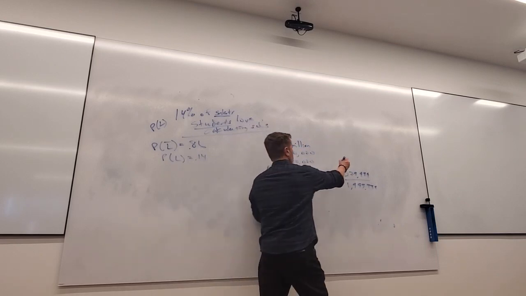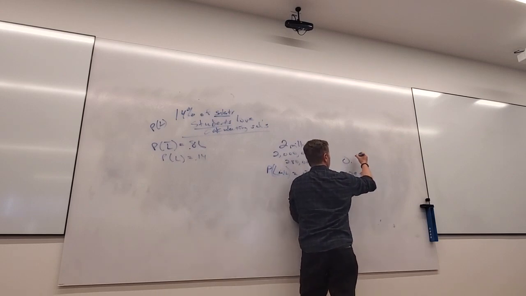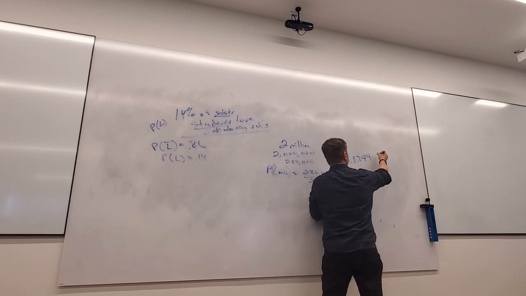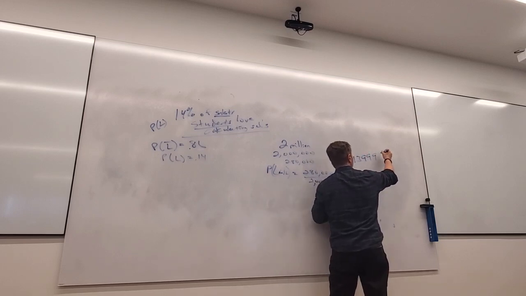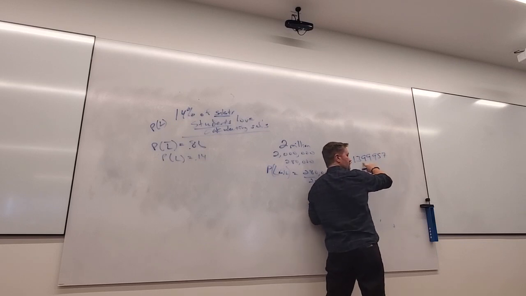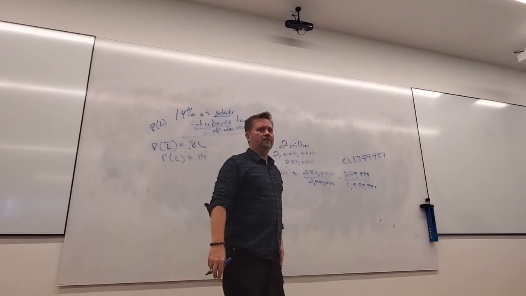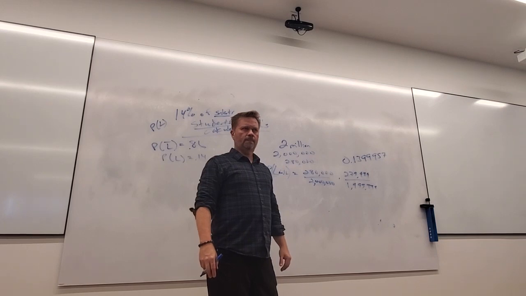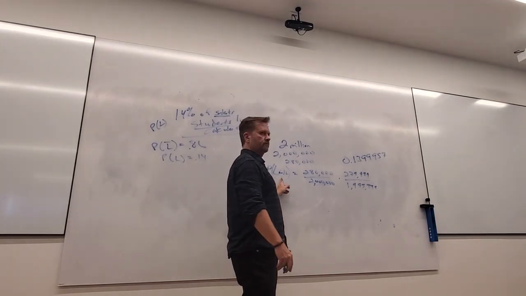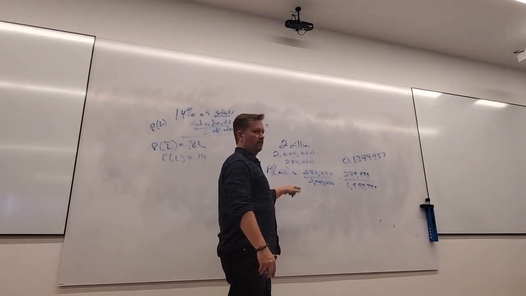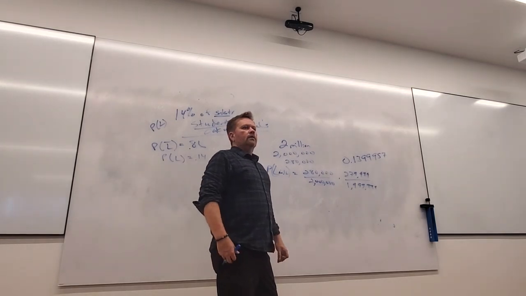Do it again, sorry. 0.13999957. Wouldn't most of us call that 14%? Wait, are you talking about 2 people or 1? 2 people, sorry. So 2 people love and love. Oh, because it's so minuscule you don't want to even deal with it?